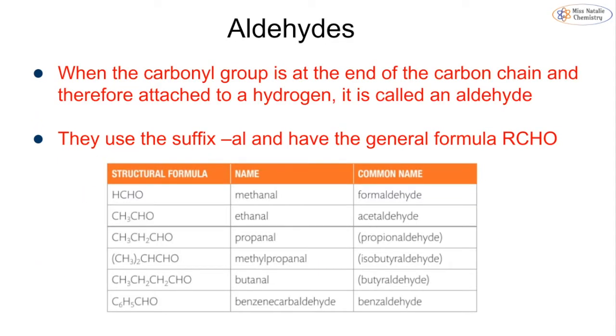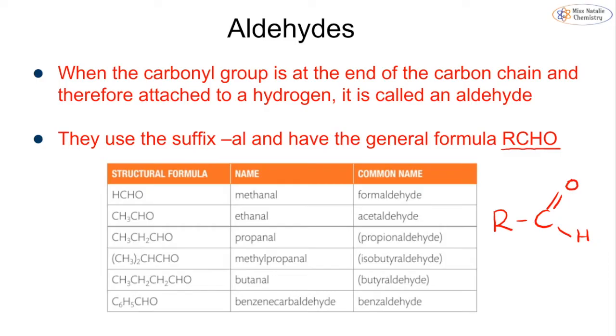So if we start off with aldehydes, this is when the carbonyl group is attached at the end of the carbon chain, and therefore it is attached to a hydrogen. These use the suffix -al at the end, and they have the general formula of RCHO. In other words, we have an R group, the carbon, bonded to the oxygen, and a hydrogen. So the carbonyl is always at the end of the chain, and the R group can of course be any combination of carbons and hydrogens, and there's some examples in the diagram in the table.